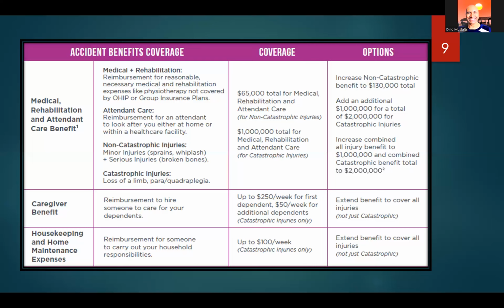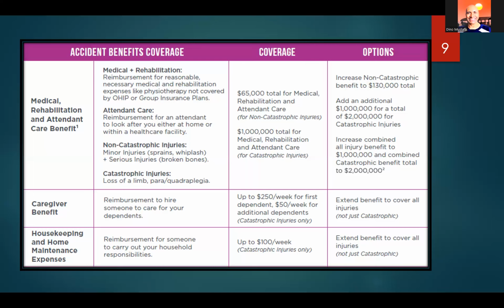So now we go to caregiver. I already explained to you what a caregiver is. This is not somebody wearing a white uniform and coming to your home to take care of somebody. No, this is your customer who has become a caregiver. She has given up her job and she's taking care of her parents, for example. Now, what is the coverage? Reimbursement to hire someone to care for your dependents. Why do you have to hire someone? Because your customer, the caregiver, is now injured in a car accident.